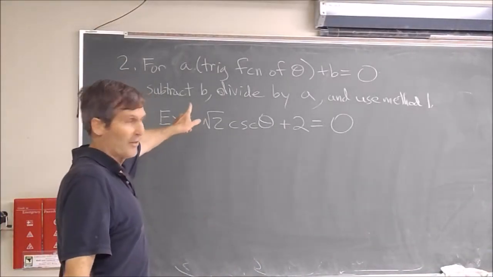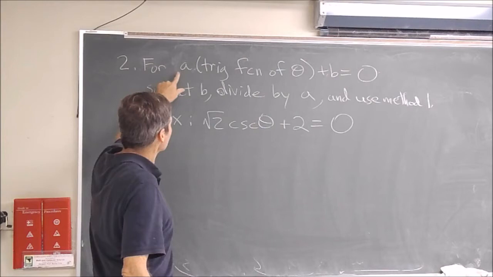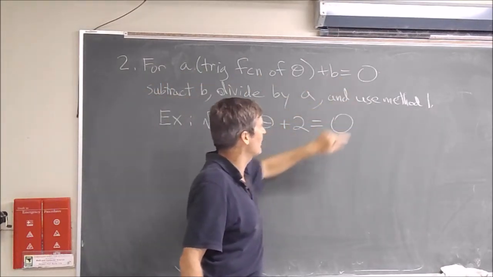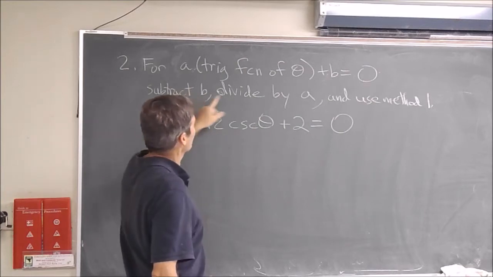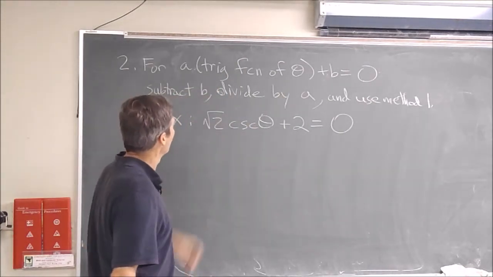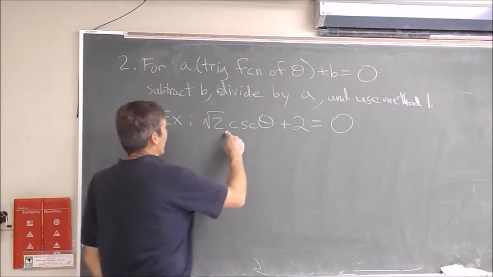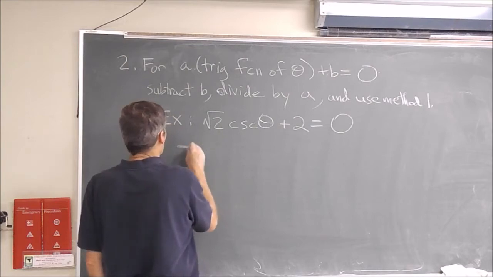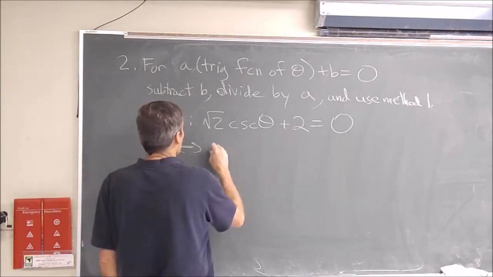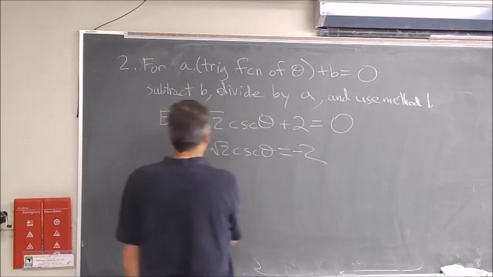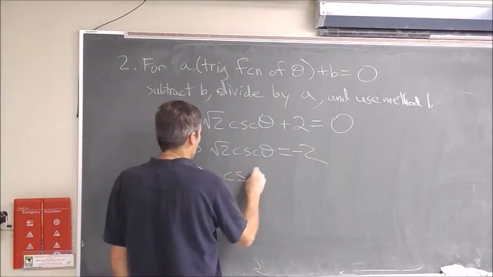Here's the second method we have. If you have a number a times the trig function of theta plus b equals 0, we could just subtract b and divide by a, then we get trig function equals a number and can solve it. Let's try this one. If I have a number times cosecant theta plus a number equals 0, let's write that equivalently by subtracting 2 and dividing by square root 2.